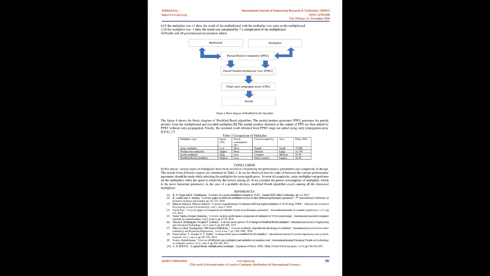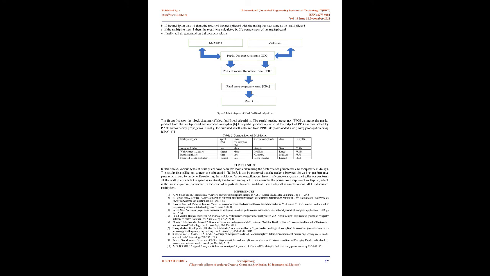A. If the multiplier was 0, then the multiplicand multiplied by 0 will result in an output of 0. B. If the multiplier was +1, then the result of the multiplicand with the multiplier was the same as the multiplicand. C. If the multiplier was -1, then the result was calculated by the 2's complement of the multiplicand. 4. Finally, add all generated partial products using adders.